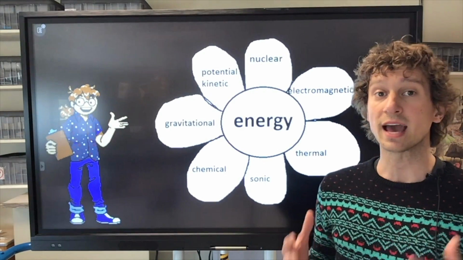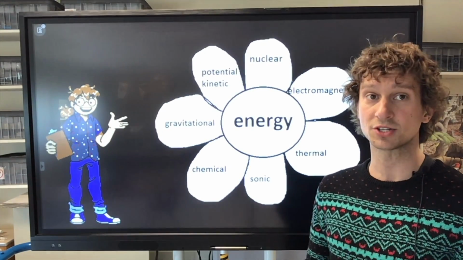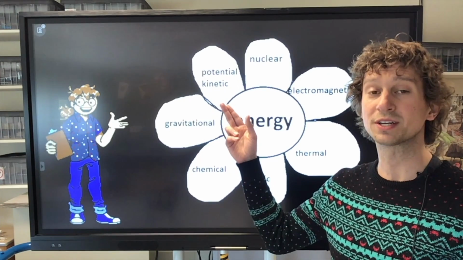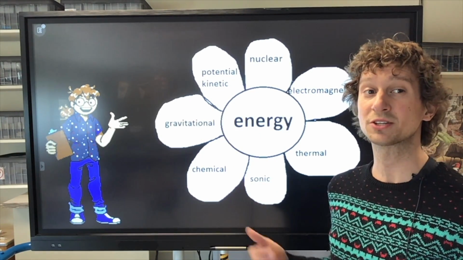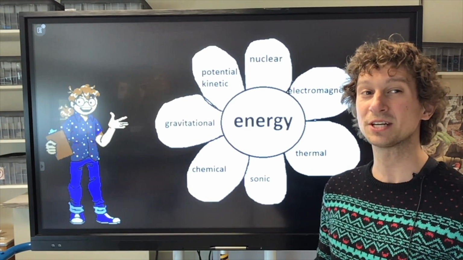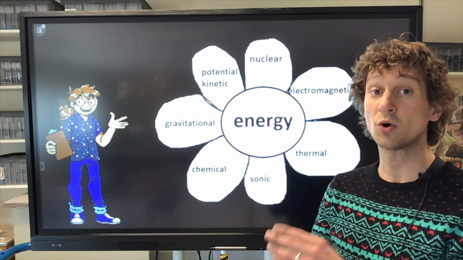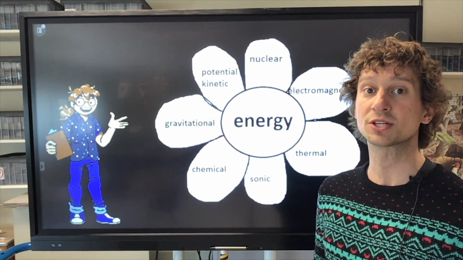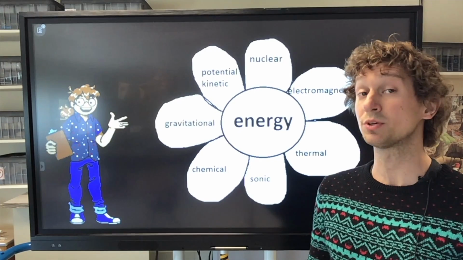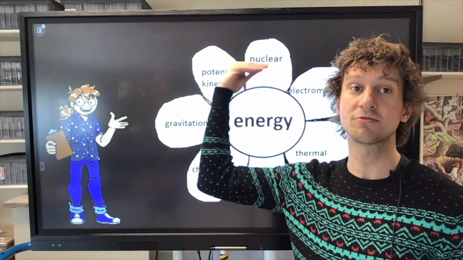We discussed the 8 types of energy. There's potential and kinetic, gravitational, chemical, sonic or sound energy, thermal, which is heat energy, electromagnetic, which describes a whole range of different kinds of energy, from electrical energy to magnetic energy to the visible light spectrum. The final energy form is nuclear.